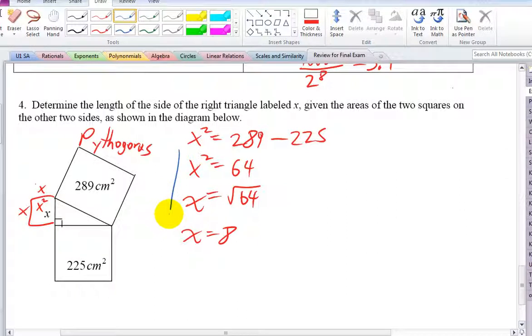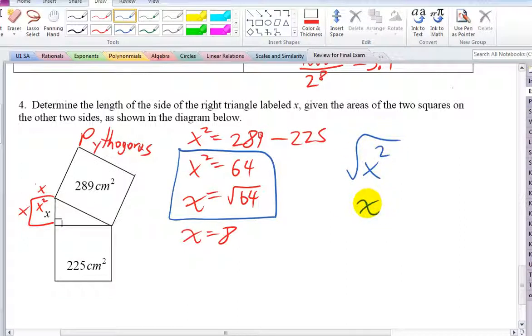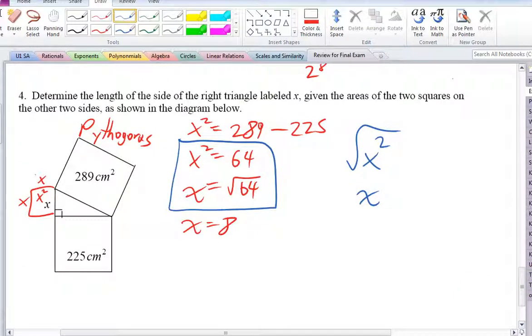What I'm going to do is design questions so that you understand that square rooting is the opposite of squaring. Okay? That's really important to know. So technically this is happening. Okay, we're square rooting x squared to get to x. Any questions?